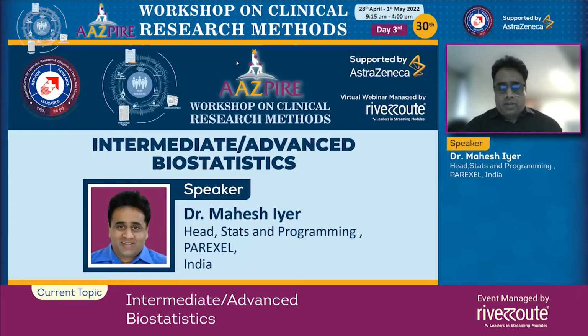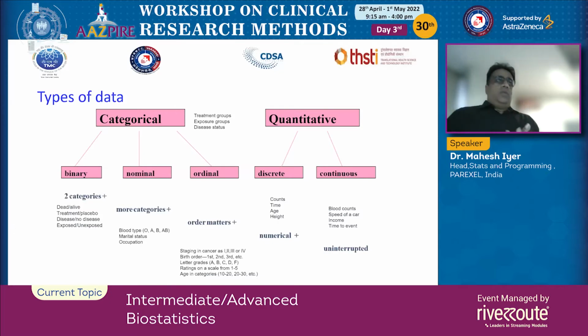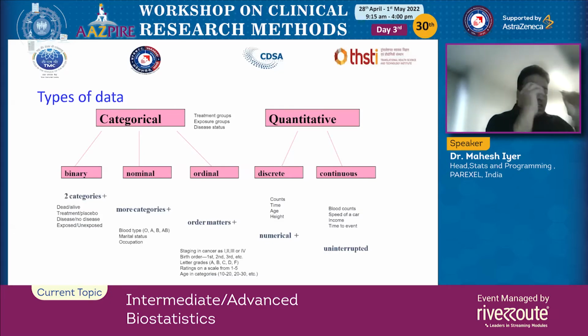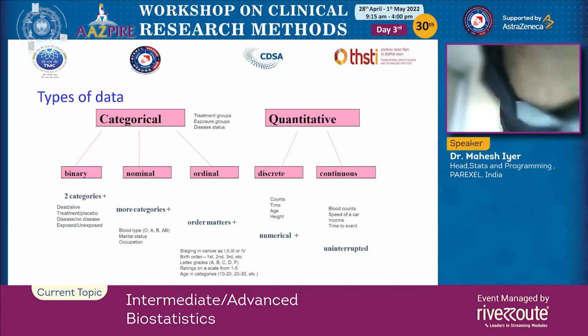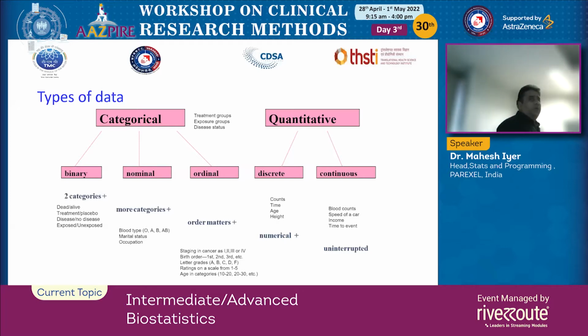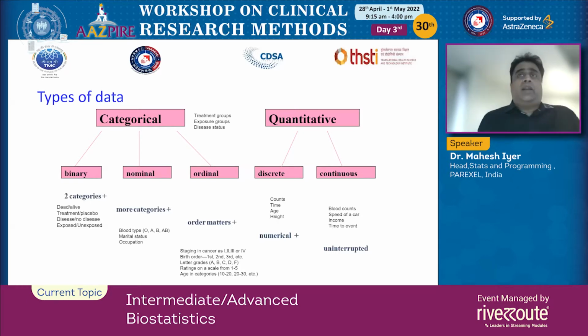So let us see. Simple stuff, right? We'll start with different types of data. I think you guys spoke about this. Overall, we have categorical and we have quantitative. Within categorical, you have the different kinds: you have binary, you have nominal, you have ordinal. I think we spoke about this. And in quantitative, you have discrete and continuous.